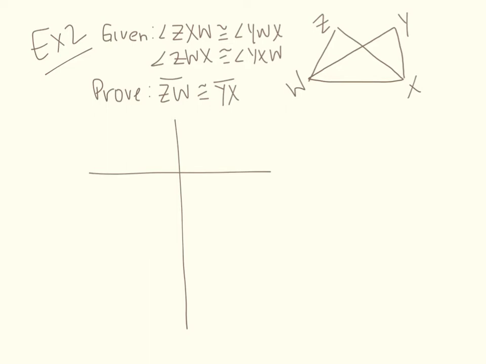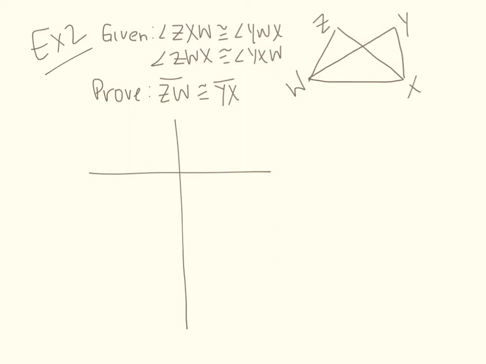Second example we're going to do is a proof. This time we're going to prove that two corresponding parts of the two triangles are congruent. Based on what we have here, we're given that angle ZXW is congruent to angle YWX. Angle ZWX is congruent to angle YXW.